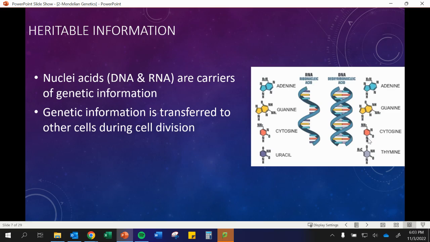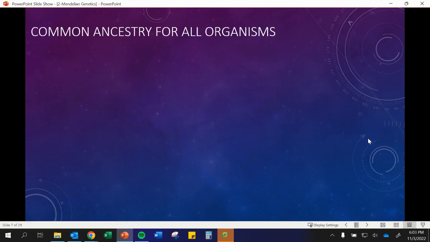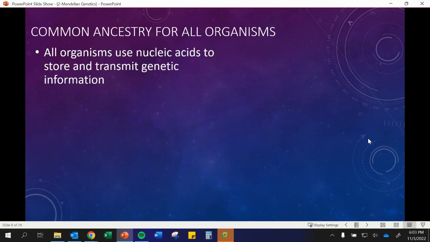Mitosis making exact copies and meiosis making haploid cells that have variable different information in them. And that genetic information is transmitted from one generation to the next to provide that continuity of life. So this is also getting at our idea of common ancestry for all organisms, which has been a theme in biology. Another thing to support the idea of organisms sharing a common ancestor is that they all have nucleic acids to store and transmit genetic information.